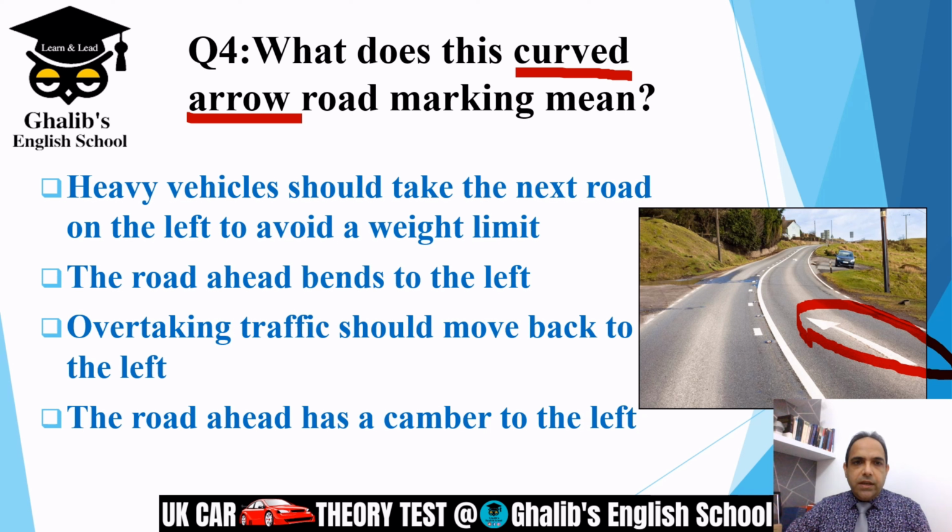Heavy vehicles should take the next road on the left to avoid the weight limit. The road ahead bends to the left. Overtaking traffic should move back to the left. Or the road ahead has a camber to the left. The option is this one: if you want to overtake, then you should move back to the left, your side, as we drive on the left in Britain. You should come back to your side because there is oncoming traffic also.